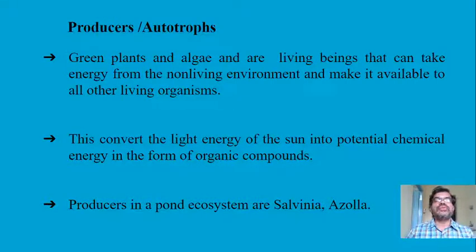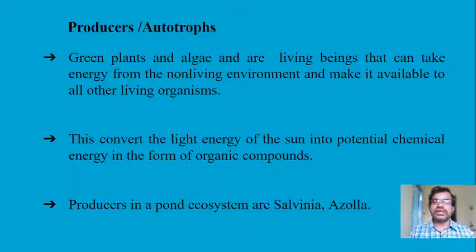Coming to producers, which are a biotic component of an ecosystem, they are also referred to as autotrophs. That means they are self-nourishing. Green plants and algae are the producers of an ecosystem. They make use of the sun's energy and convert it into food energy. All other organisms, as I said, are dependent on these producers for energy. So this conversion of light energy into organic compounds helps other organisms to survive in an ecosystem.